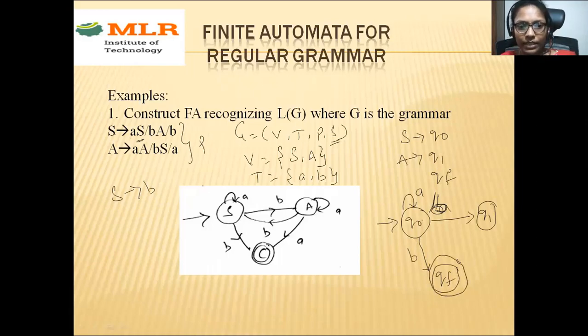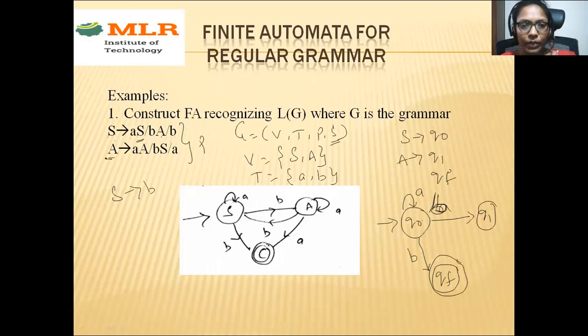So now as the transitions are over, see here, Q naught on A goes to Q1, and Q naught on B goes to A. A is nothing but Q1. Then Q naught on B is not going anywhere, so Q naught on B will go to the final state.